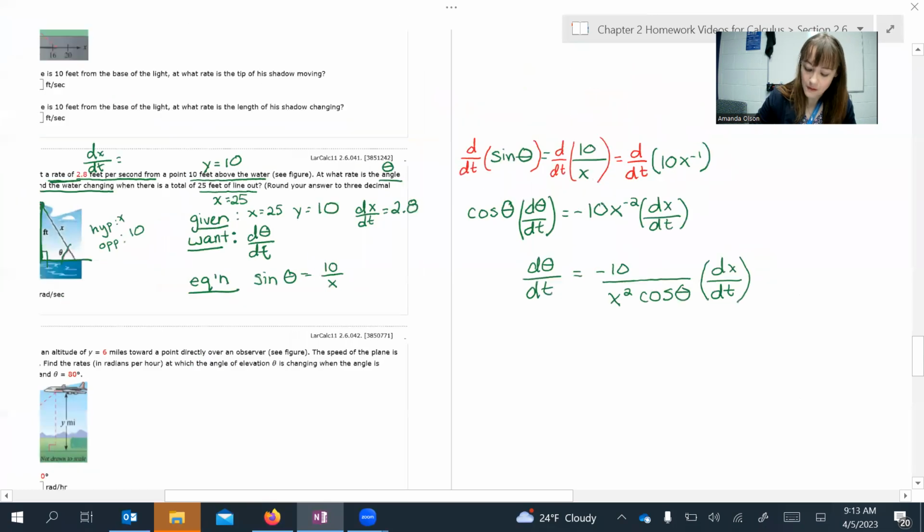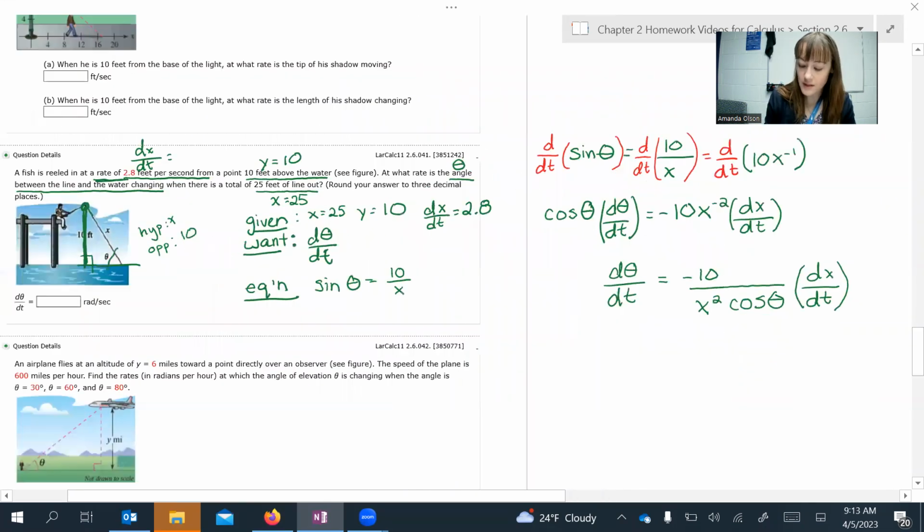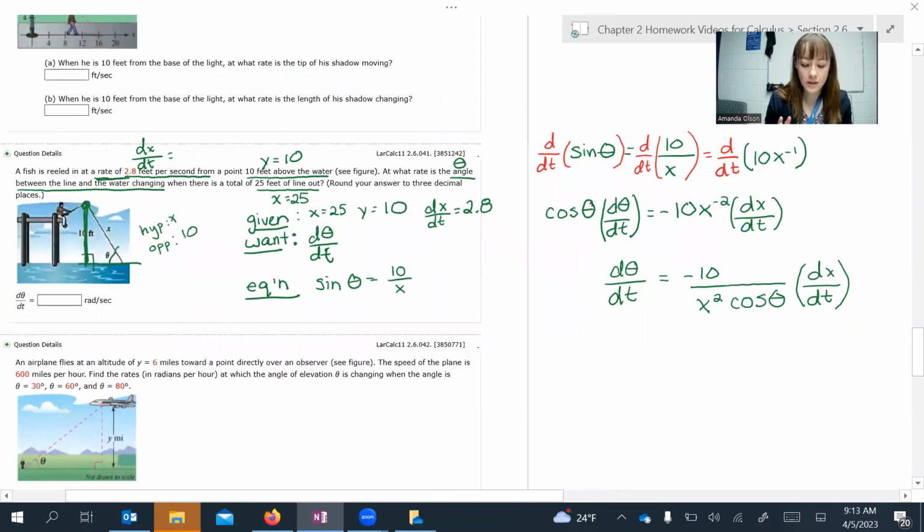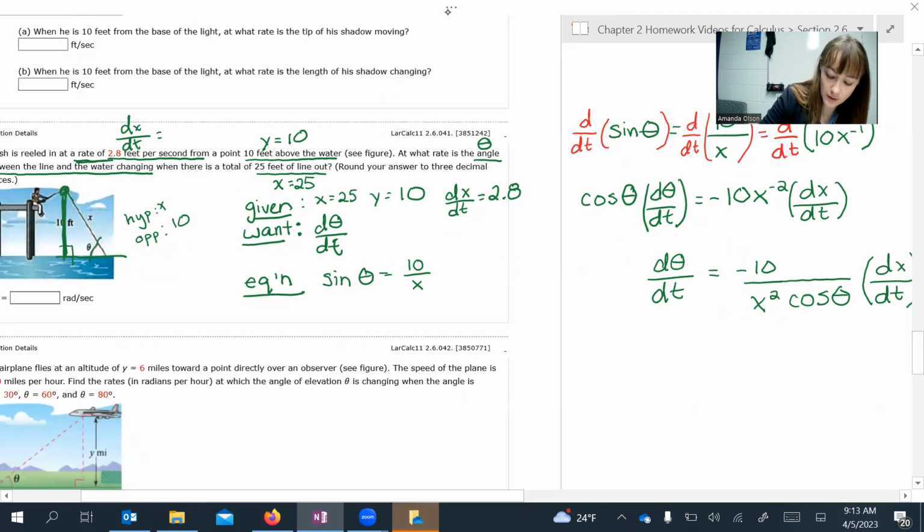Okay. So finding cosine of theta, there are some ways you can do that. One of them is you could figure out, okay, well, what is theta if x is 25 and y is 10? That's one way to do it. Another way is to use some of your trig background.